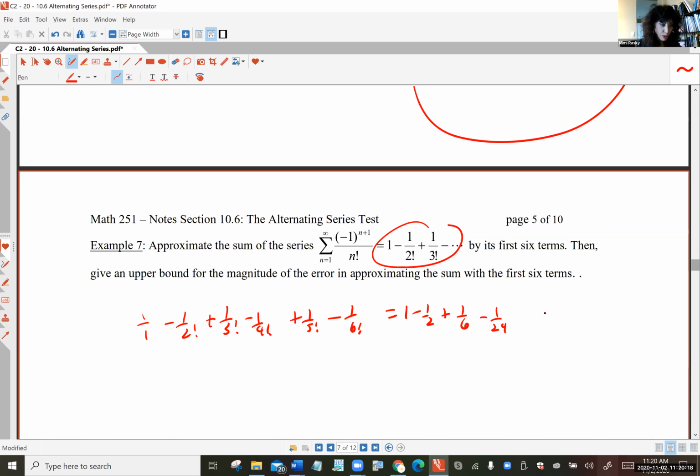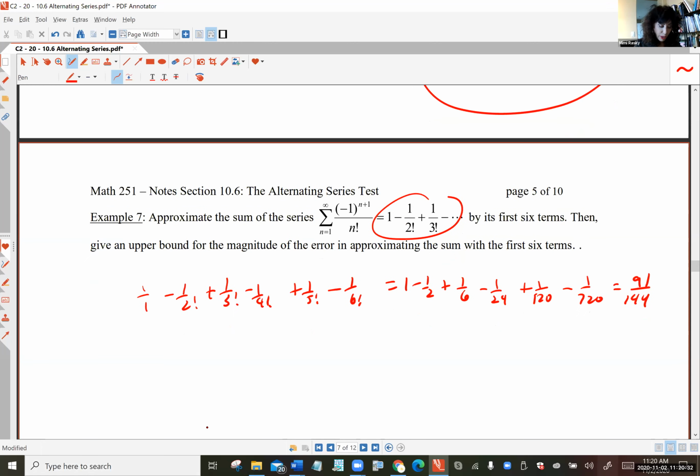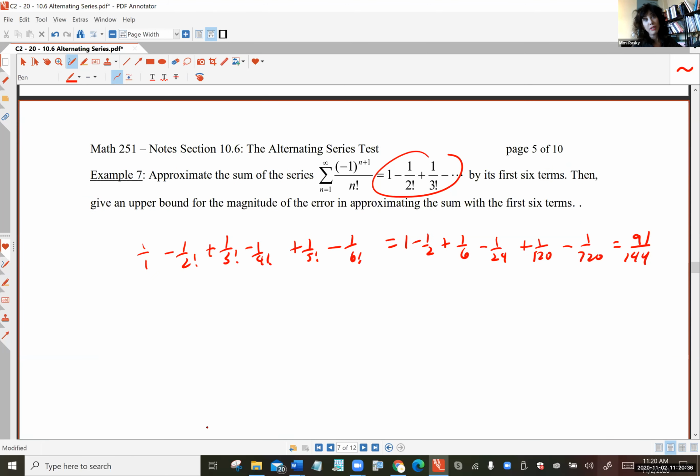4 factorial is 24. 5 factorial is 120. 6 factorial is 720. I use my calculator. I get 91 over 144. And so, how bad of an approximation is that to the true infinite sum, even though I have no idea what the infinite sum is? Actually, I do, but I don't want to go there. Okay, I don't want to tell you.